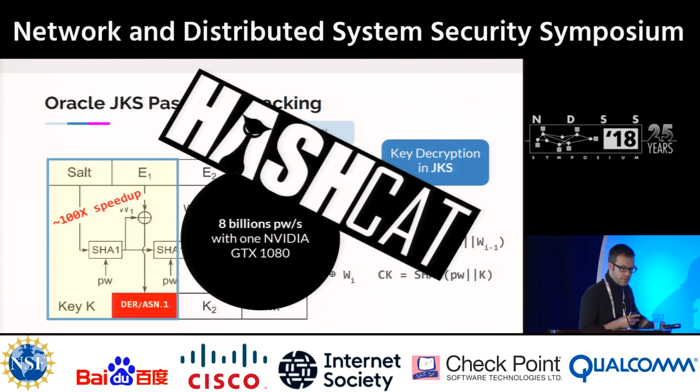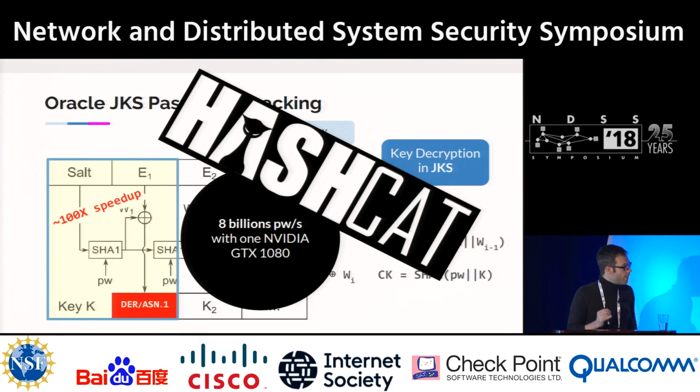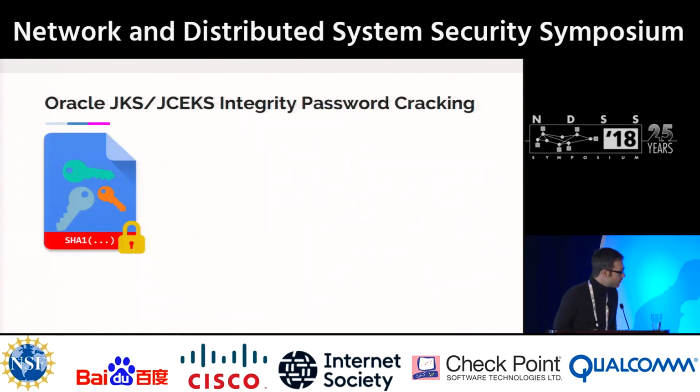So it should be quite clear that with this kind of keystore, which is up to Java 8 included, the default keystore used in Java, you can't achieve key confidentiality with this kind of implementation. So, still talking about JKS and JCEKS, this is how integrity is enforced. There is a SHA-1 hash attached at the end of the keystore content.